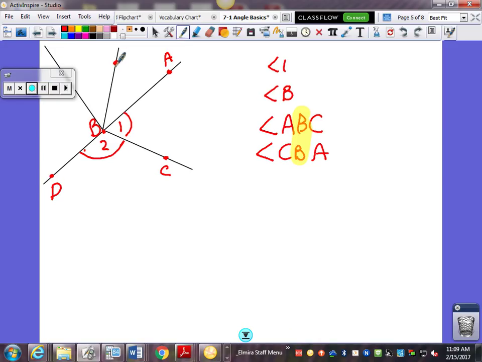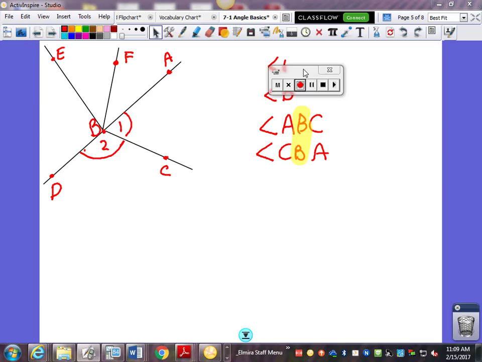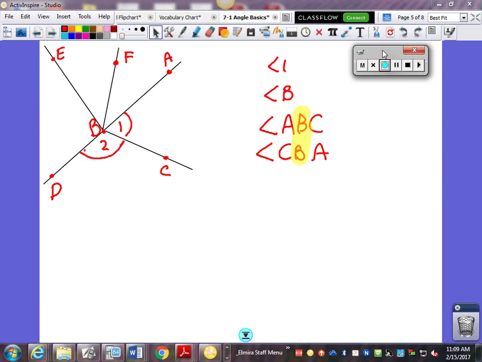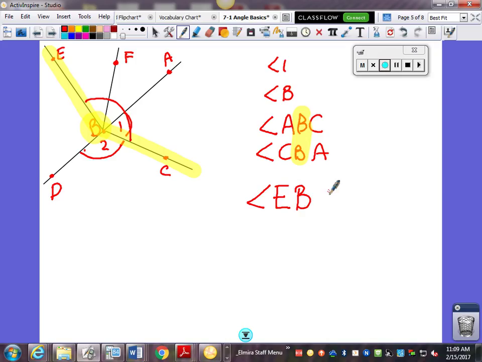There's E, F. So I've now just complicated this a lot. Now if I want to talk about a specific angle, I have to use 3 letters, and B has to be the center of each one. For example, if I was talking about this angle right here, from here to here, I would have to say angle EBC.